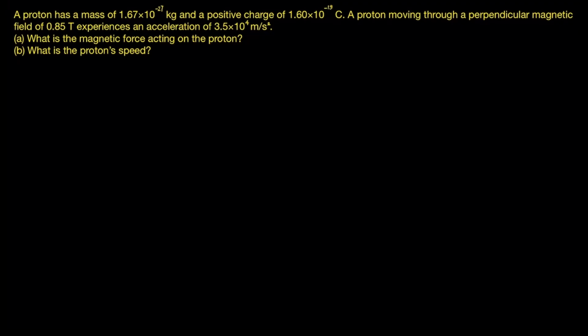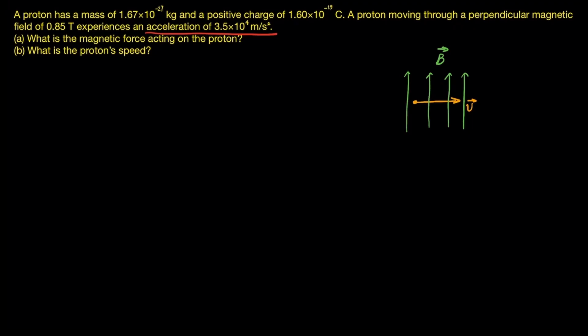To visualize this, let's say the proton is moving toward the right in our drawing, while the magnetic field points straight up. This interaction gives our proton an acceleration of 3.5 times 10 to the power of 4 meters per second squared. So the first thing we need to find is how much magnetic force is actually acting on this proton. To figure this out, we just need to apply Newton's second law.